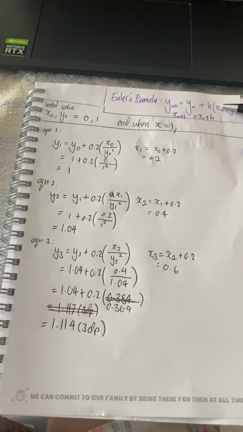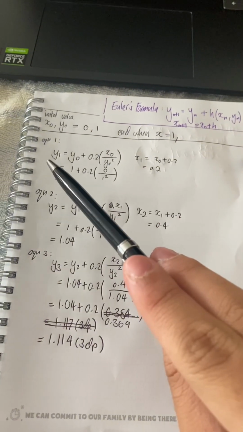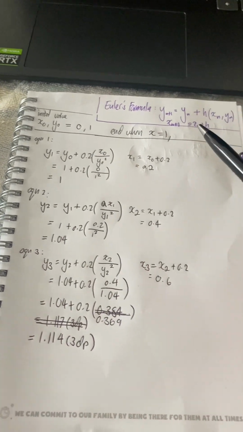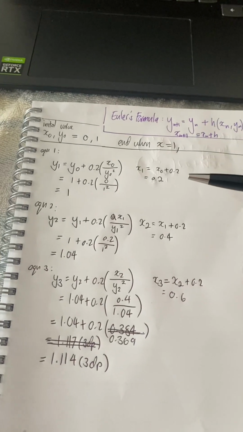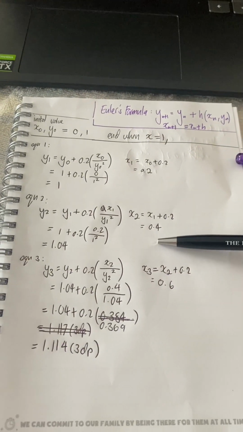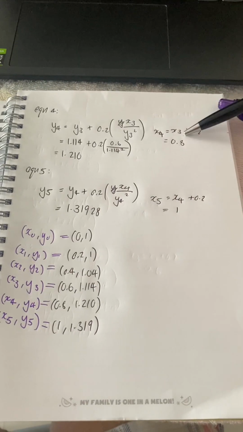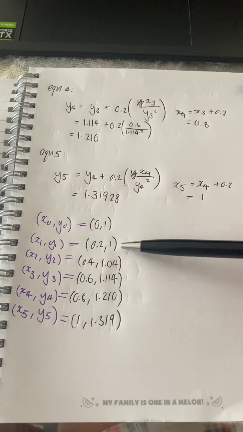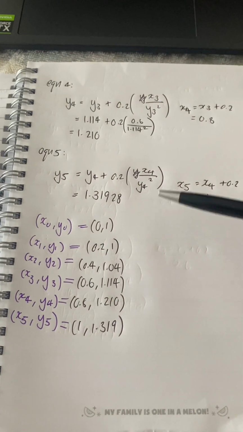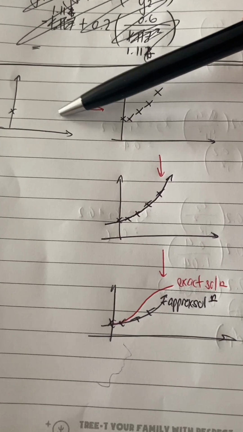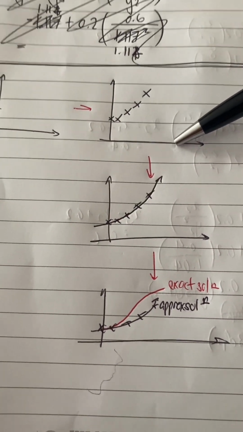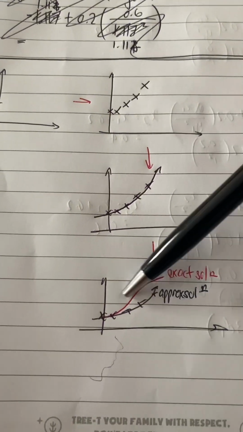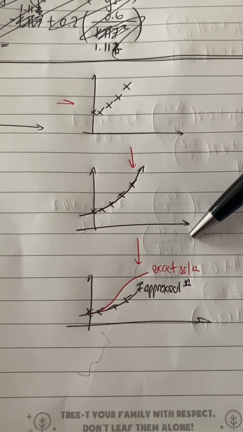Using the first Euler formula and the initial values, we find y1, which gives us this. And then we find x1 using the second Euler formula. Repeat that for y2, x2, y3, x3, y4, x4, and y5, x5. So now we're given this collection of points. After you plot all the points on the graph, you get a slope. The only problem with this slope is that it's only an approximation and is not the exact solution.